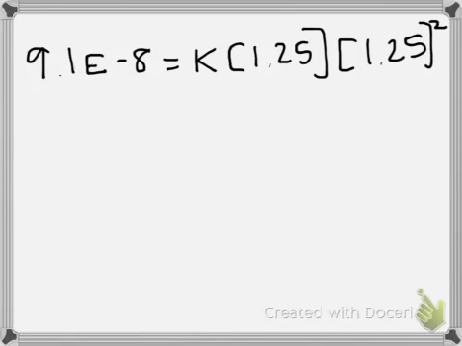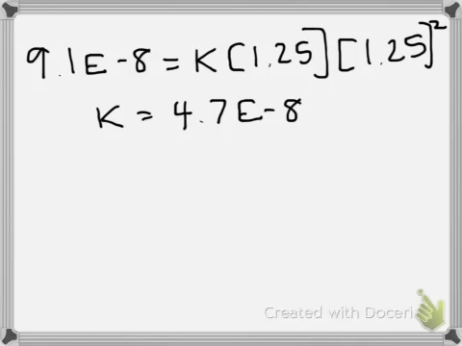Now if you can see, I have one equation, one unknown. So if I take the rate, 9.1 times 10 to the minus 8, and divide it by 1.25 cubed, that's going to give me now a magnitude for K of 4.7 times 10 to the minus 8. So that's the magnitude I have for K.